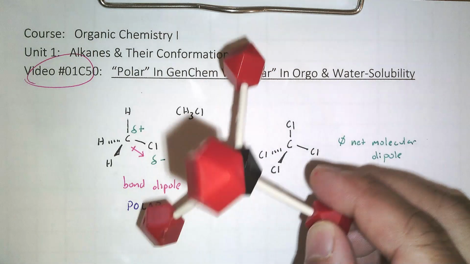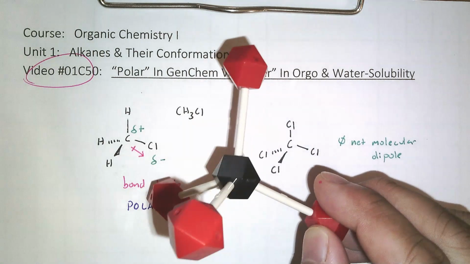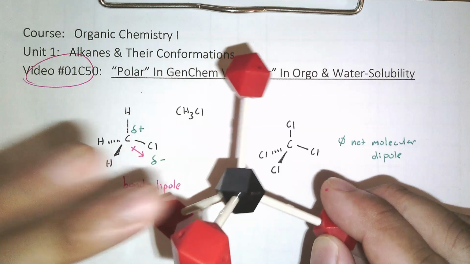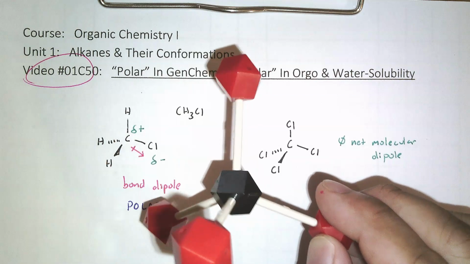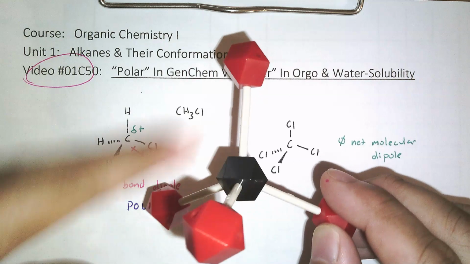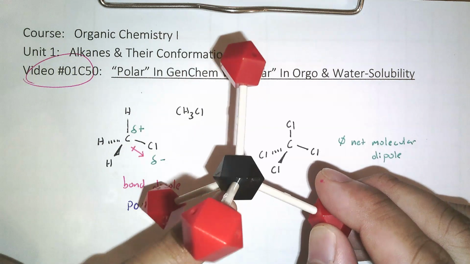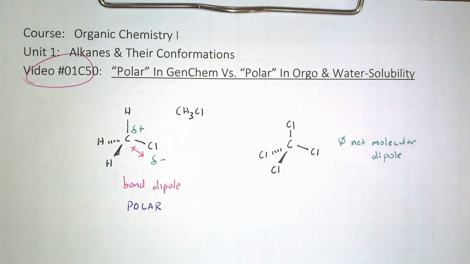And yeah, if the chlorine is pulling in all four directions, then I like to think of it as tug of war. You have four people pulling towards the chlorines. That central atom is not going to move. We consider that nonpolar because the bond dipoles cancel out.